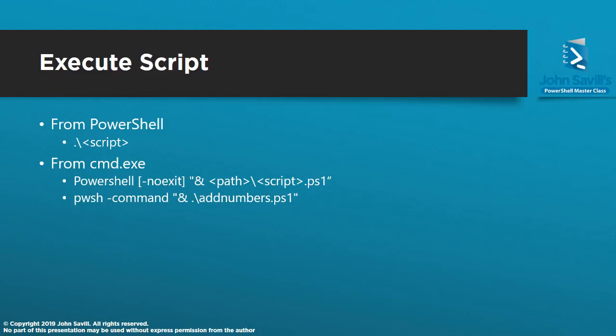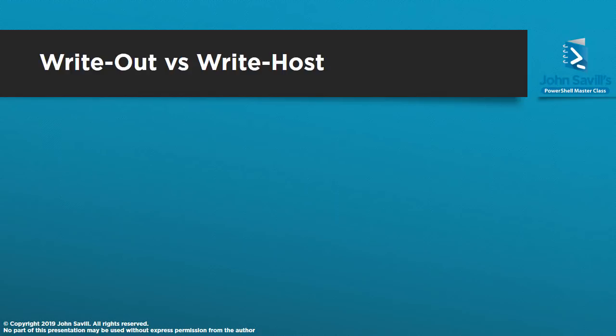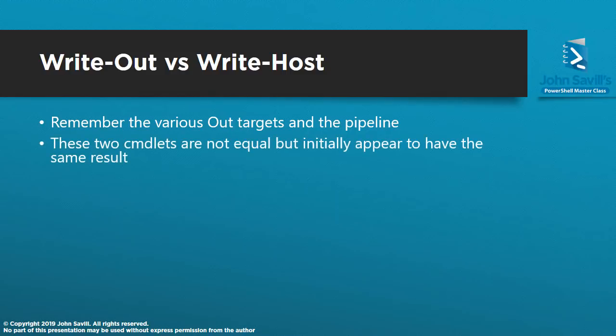Now the next topic can be controversial. You've seen me do Write-Output all over the place. There's also something called Write-Host. When I do Write-Output, I'm sending out to the pipeline. There are various other things that I can target. Now, they are not equal at all. Write-Output and Write-Host are doing two very different things. But they do initially appear to be doing the same thing.